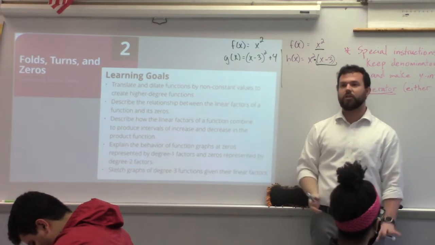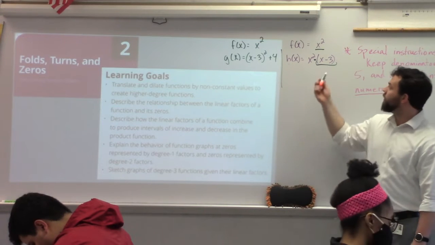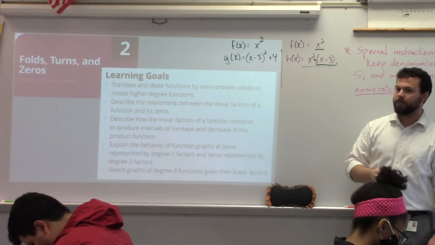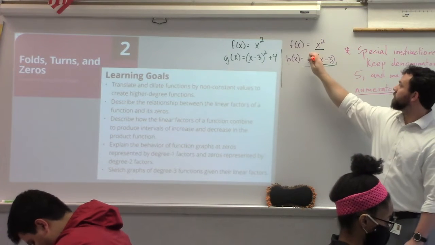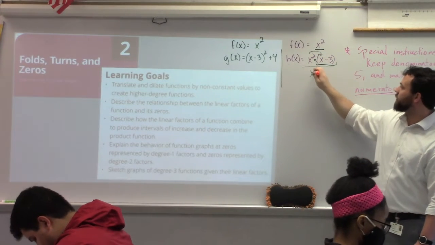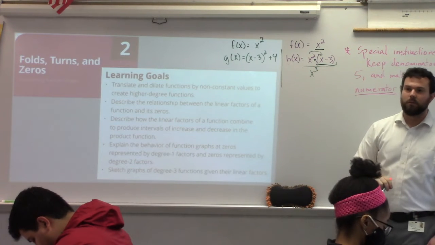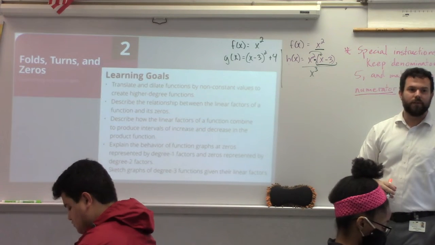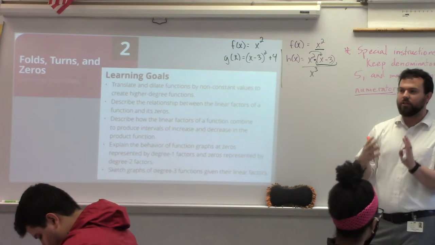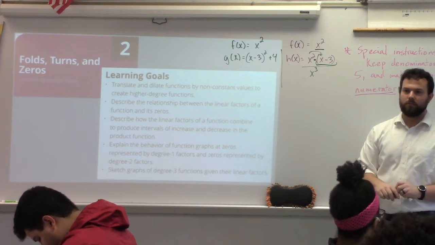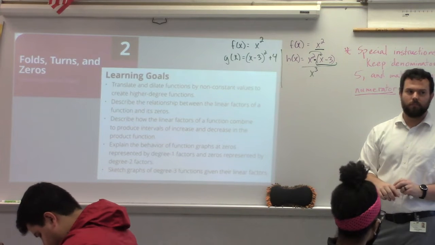The nature of that function did not change. Would this still be a quadratic? That'd be a cubic. How do you know? Because x squared times another variable would carry the x to the third. Right? So that would actually be a cubic function. See how that dilation actually changed the function itself. What are your questions from here?